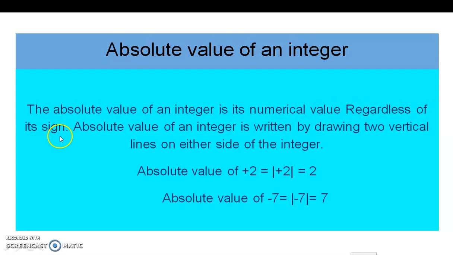Coming to absolute value of an integer, the absolute value of an integer is its numerical value regardless of its sign. So absolute value of an integer is written by drawing two vertical lines on either side of the integer. For example, the absolute value of 2, the positive integer 2, will be 2, and the absolute value of -7 will be 7. So we can see the absolute value of an integer is either equal to the integer or it is greater than the integer. It can never be less than the integer.